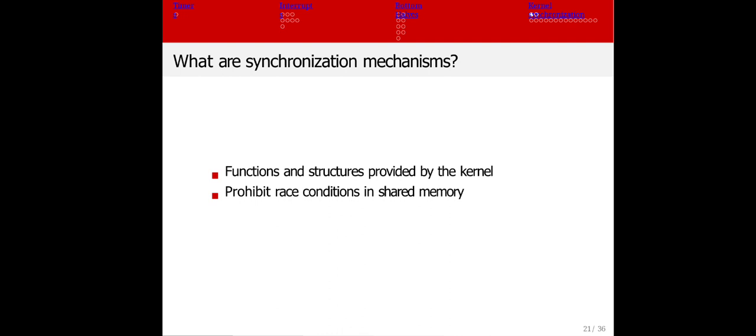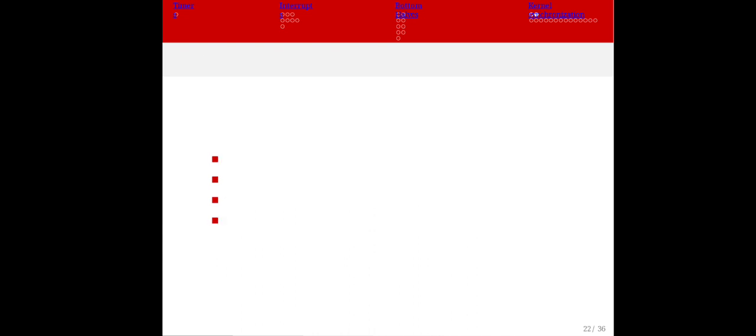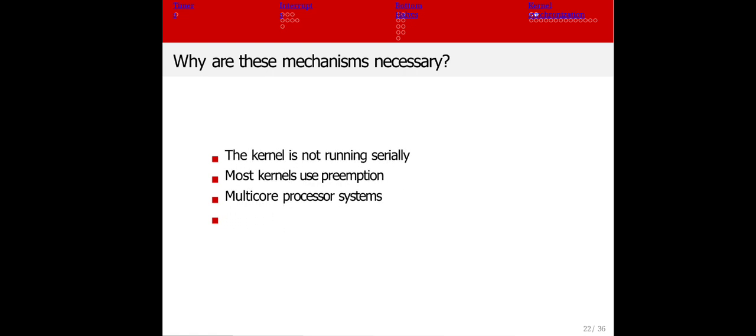Why are these mechanisms necessary? The kernel is not running serially. Most kernels use preemption and multi-core processor systems. Kernel control paths are interleaving. In these situations, we need a mechanism to control that, right? So what are all the synchronization primitives required?